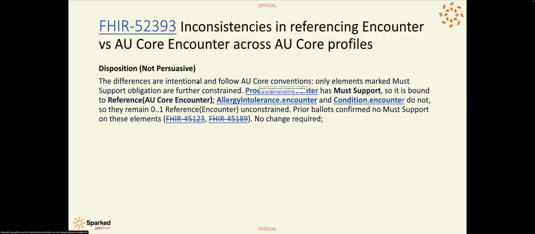So I'll go now to the dispositions that the AU co-chairs landed on. In summary, this reflects the AU Core convention, constrain only must support elements, and respects prior ballots which removed the must support from those elements. So we landed on a disposition of non-persuasive for this one. But what I might do now is open it up for questions or discussions. That's just an overview of the ticket.